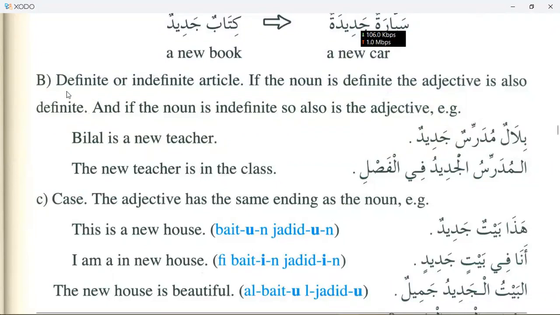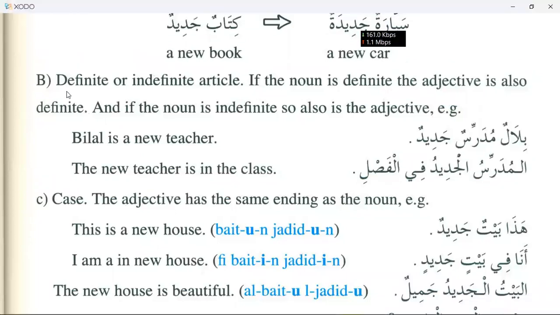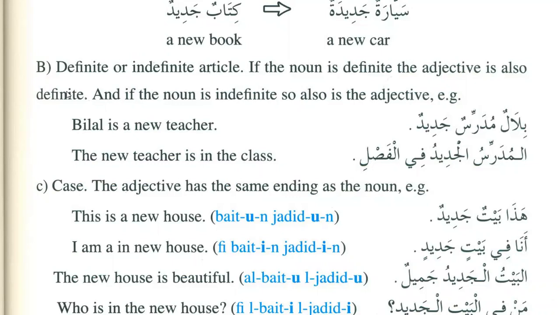Okay. Definite or indefinite article. If the noun is definite, the adjective is also definite. And if the noun is indefinite, so also is the adjective. Example, Bilalun mudarrisun jadid. Bilal is a new teacher. Al-mudarrisul jadidu fil fasl. The new teacher is in the class. Okay, so the definiteness or indefiniteness must be the same.